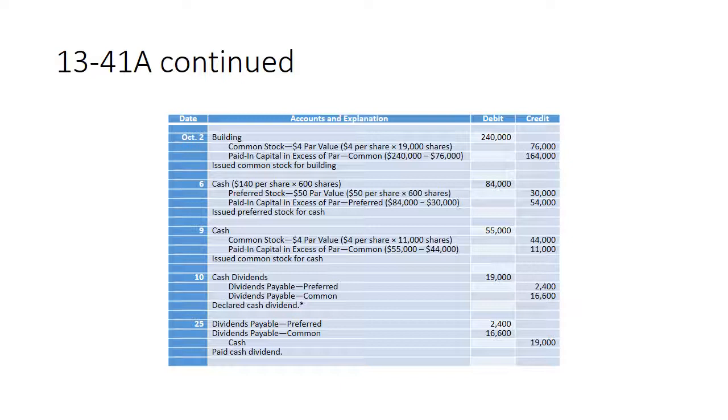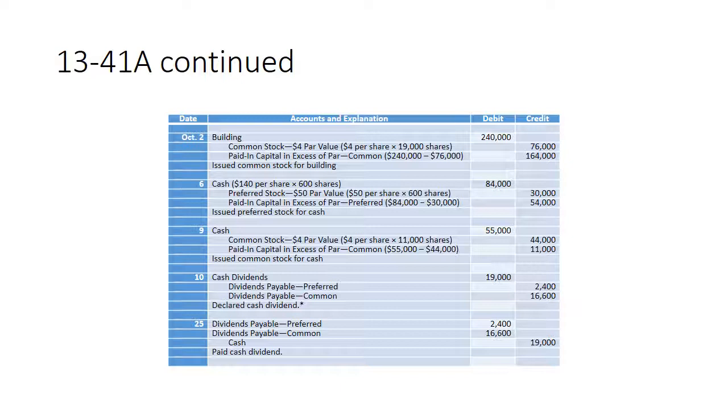On that day, they debit cash dividends $19,000. So they have to debit the dividend account. They're not paying the dividend. And they also didn't define who is getting what, how much of that dividend. That's up to us to decide. How do we determine it?